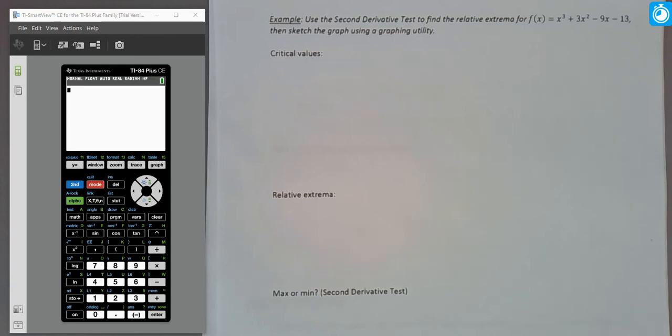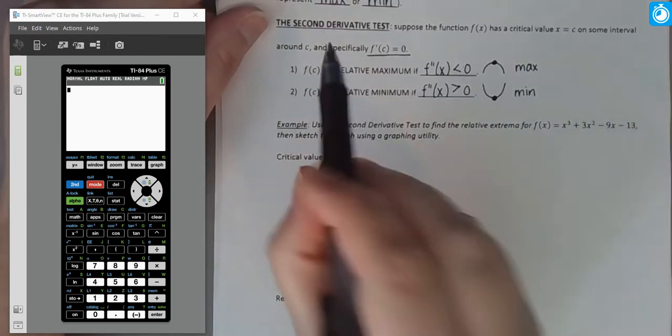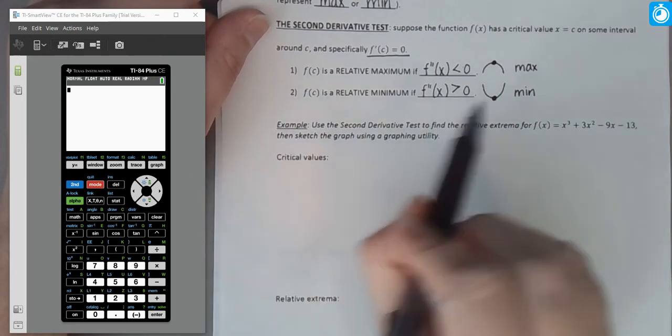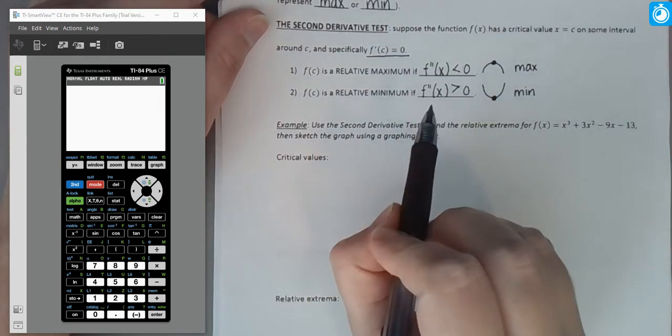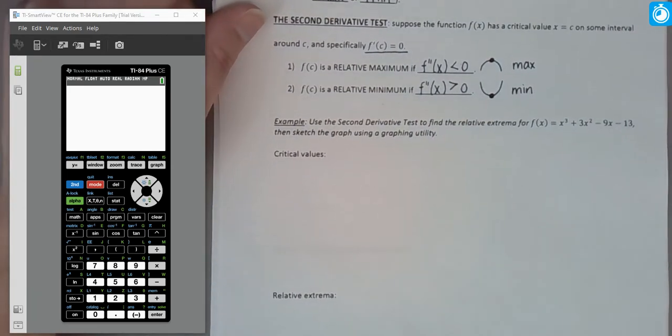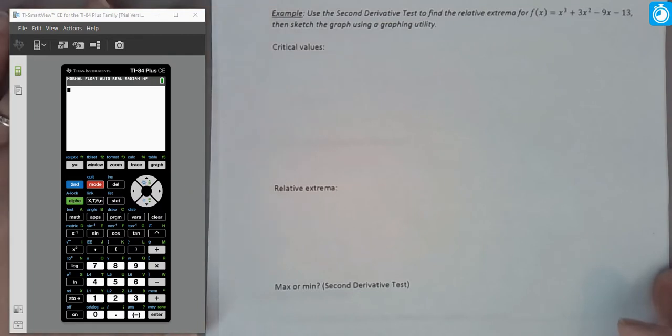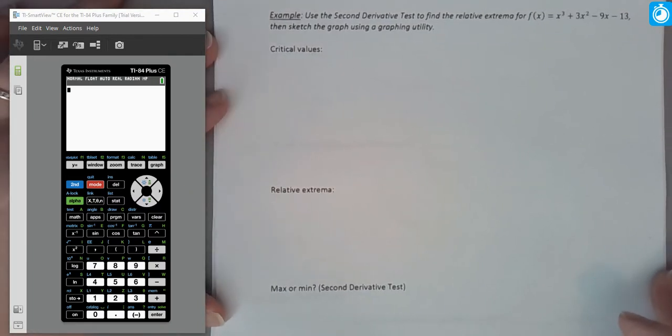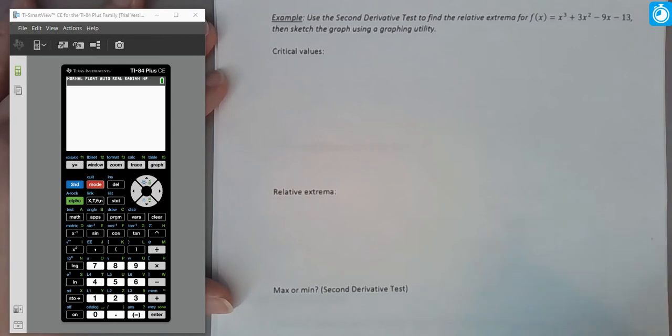Okay, so for our critical values, remember that means the same thing. We're looking for locations where our derivative is 0 or undefined. Now again, if we're going to use the second derivative test, we can't include those locations where the first derivative is undefined, because the second derivative will be undefined as well, and we won't be able to apply these two criteria in order to determine which case we fall under. If f prime of x or f double prime doesn't exist, then it's neither less than 0 or greater than 0, so that's not going to apply. So specifically, we're just looking at the locations where our derivative is equal to 0.